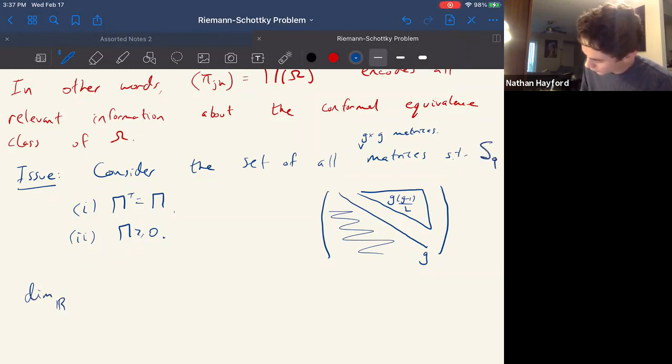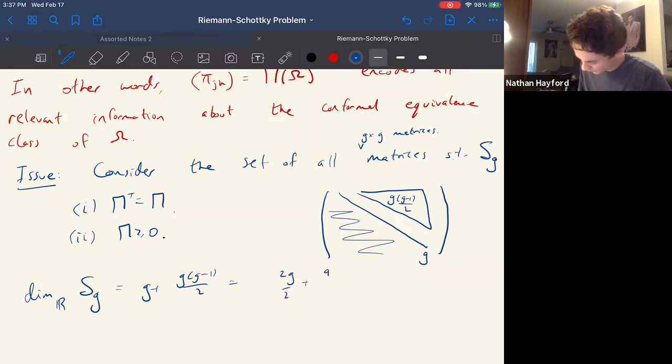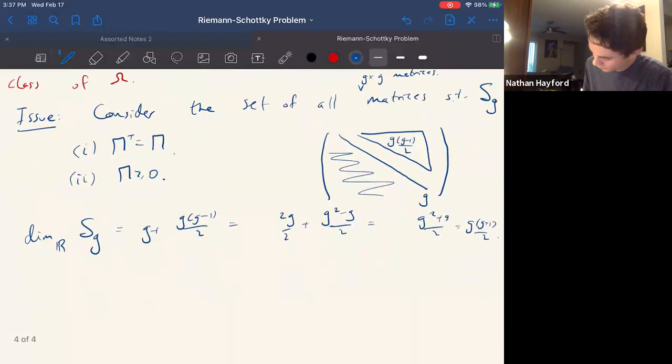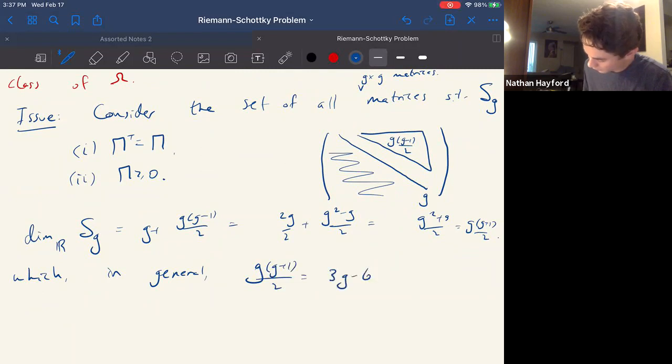I'll call this set SG for Siegel matrices, is G plus G minus 1 over 2, which is what we can add. What is it? So I have 2G over 2 plus G squared minus G over 2, which is G squared plus G over 2, which is G plus 1 over 2. Which we remark, in general, is not equal to the parameter count we got before, 3G minus 6, except for maybe in some special cases. So these two numbers are different.